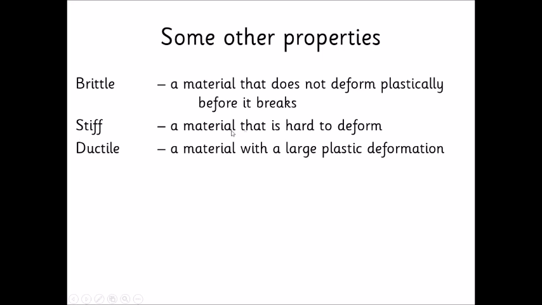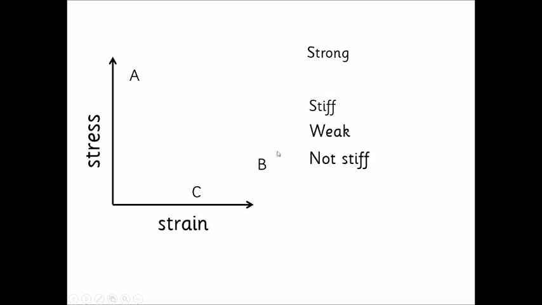Stiff is, as you would imagine, a material that is hard to deform, and ductile is a material that you can draw out into a wire. So that needs a large plastic deformation, a deformation which isn't going to disappear as soon as you take the force away. What will those look like on a graph?